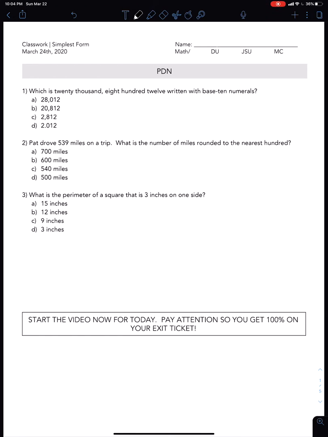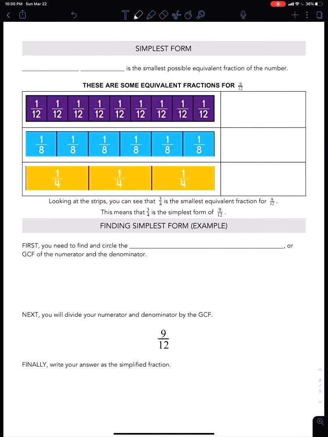For the first one, you should have gotten B. For the second one, you should have gotten D. And for the last one, you should have done 3 times 4, and that equals 12. So that would be B. All right, now let's go on to the lesson.